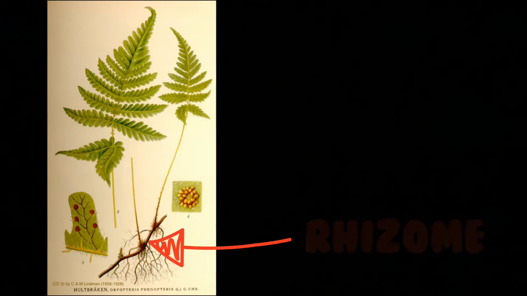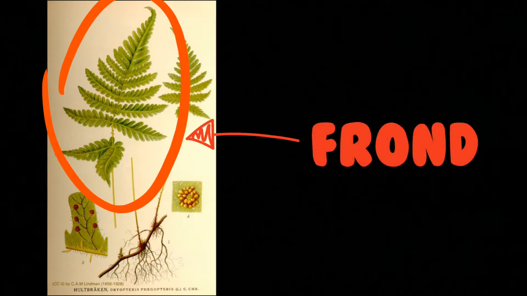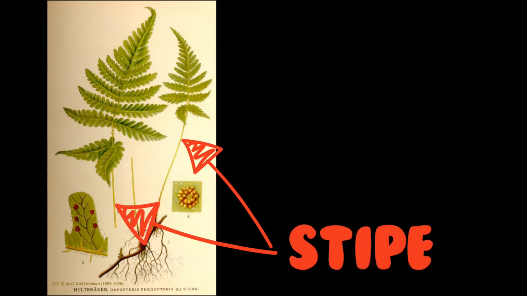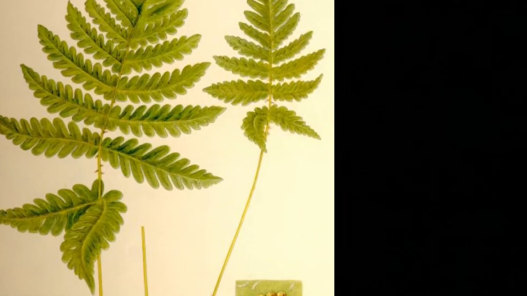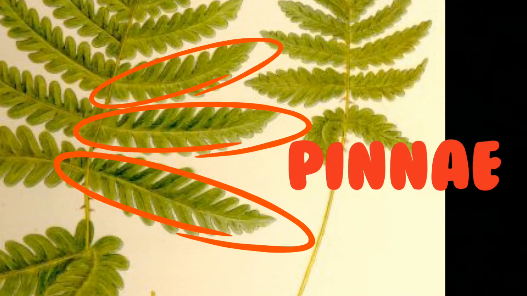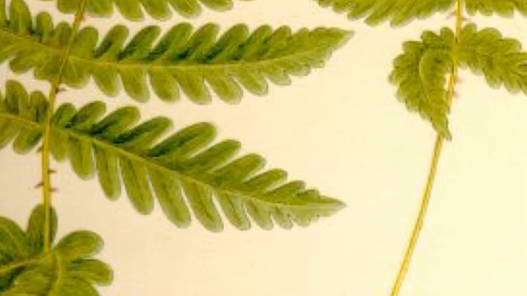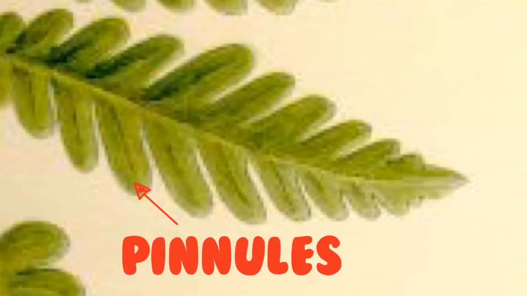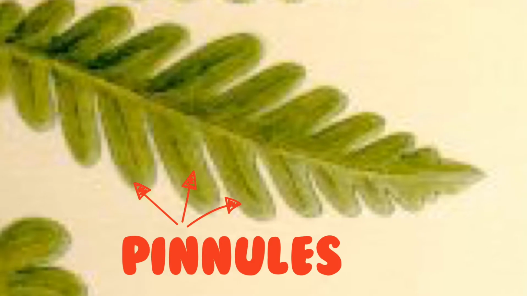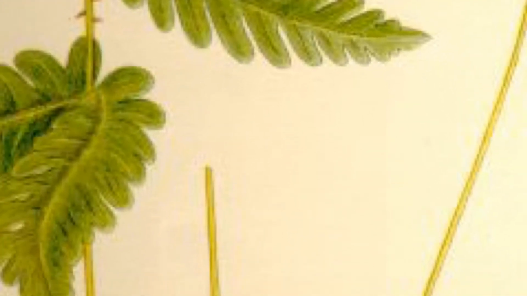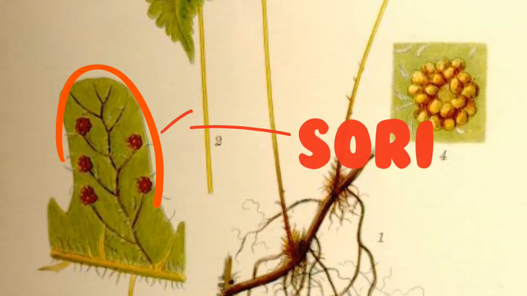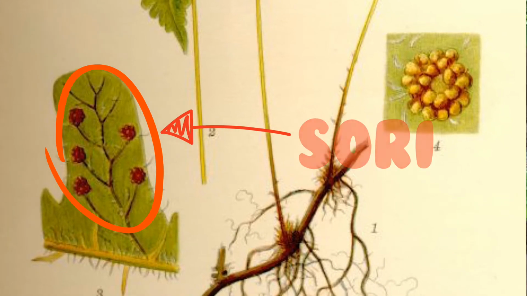The leaf of a fern is called a frond. The base of the frond is called the stipe. Further up the stipe, small leaflets called pinnae branch off the sides of the midrib or rachis. Sometimes the pinnae can be further divided a second, third, or even fourth time into pinnules. On the other side of the frond, you will find the tiny spots of sori where the spores are formed.